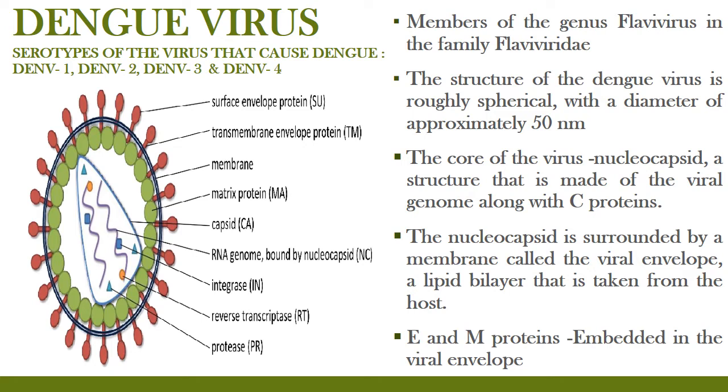The core of the virus is known as the nucleocapsid, which is a structure made up of the viral genome with C proteins. The nucleocapsid is surrounded by a membrane called the viral envelope, which is a lipid bilayer that is taken from the host. And transmembrane envelope proteins and matrix proteins are embedded in the viral envelope.